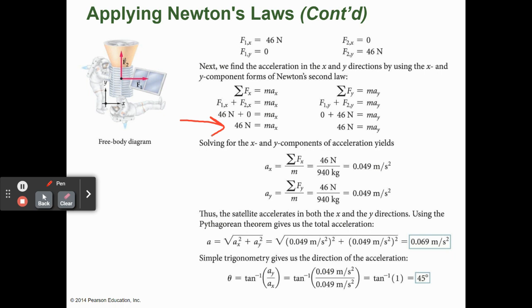Okay. So what we're going to do now in this section is we've just rearranged those equations to solve for AX and AY. We know how to do that, right, because we know the mass. So we're just going to plug in and solve for AY and AX. That's what they do right there. 46 divided by 940. That's the acceleration in the x direction. Acceleration in the y direction is 46 divided by 940. Remember, they just happen to be the same.